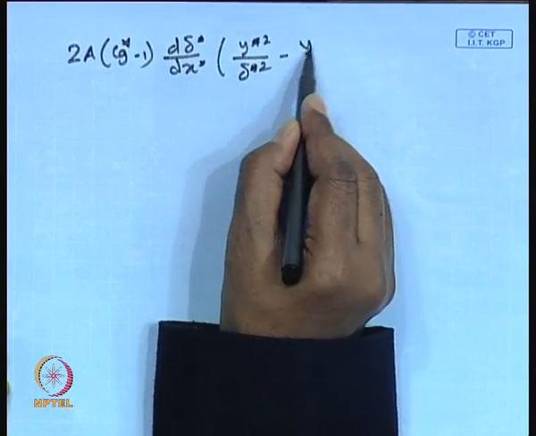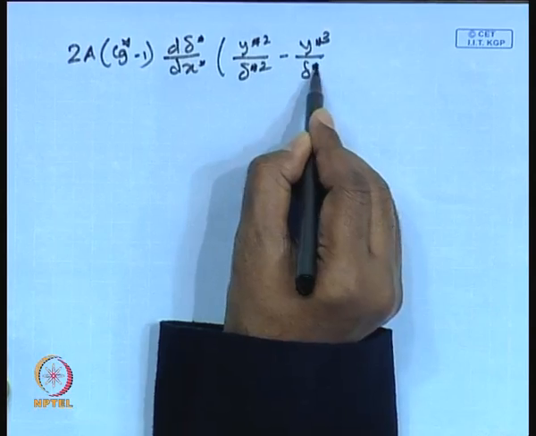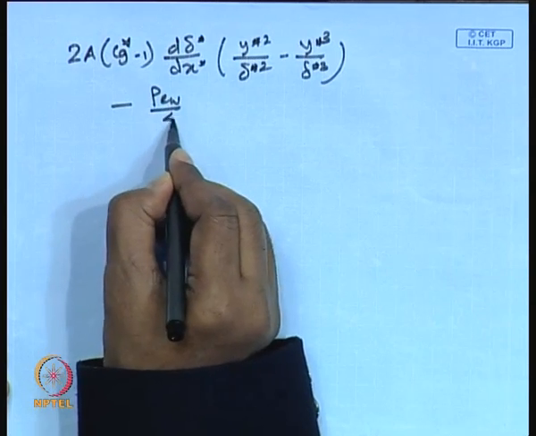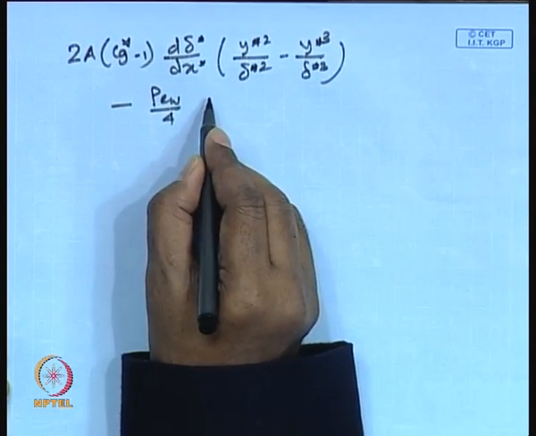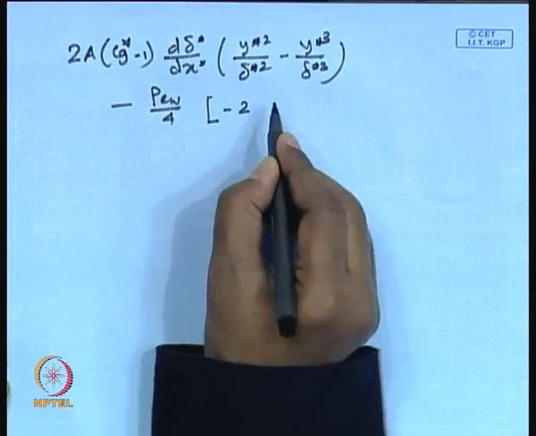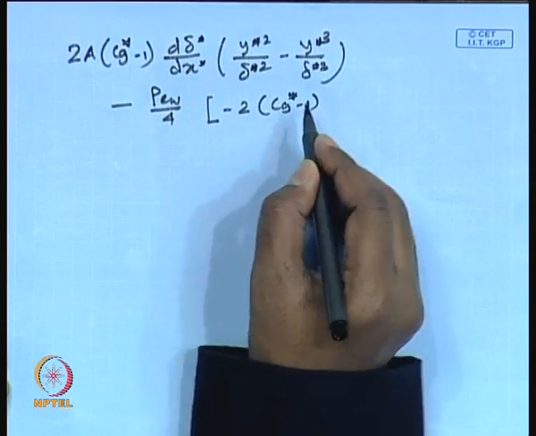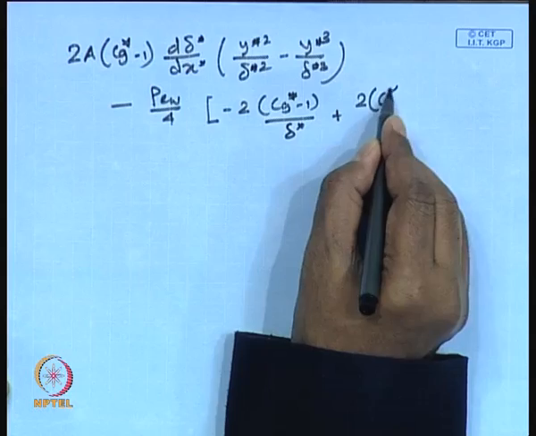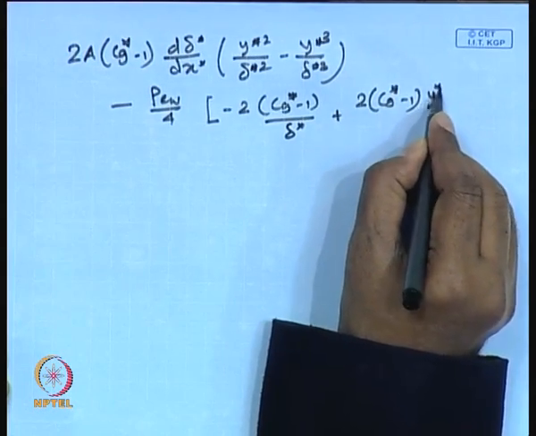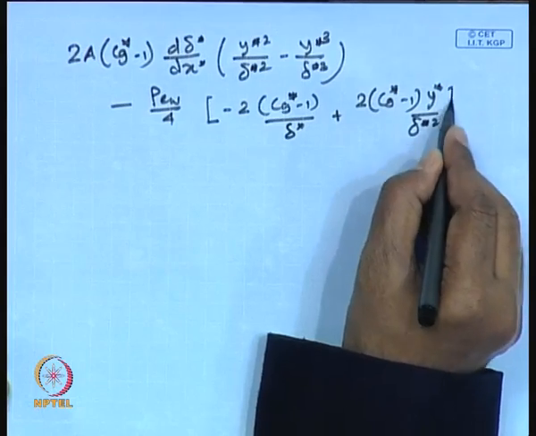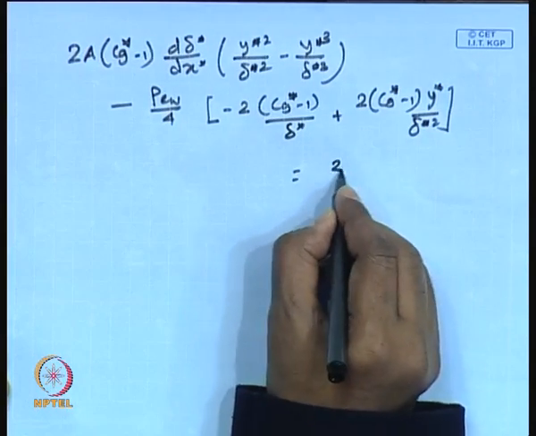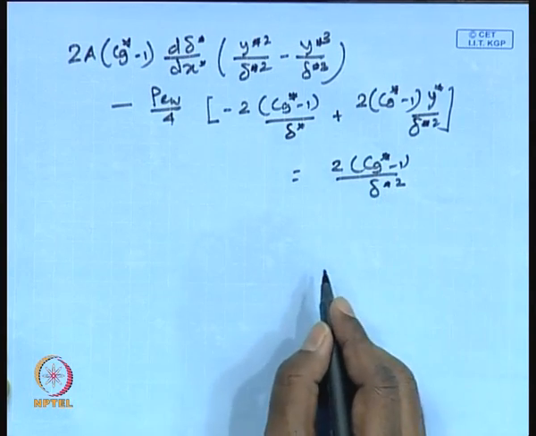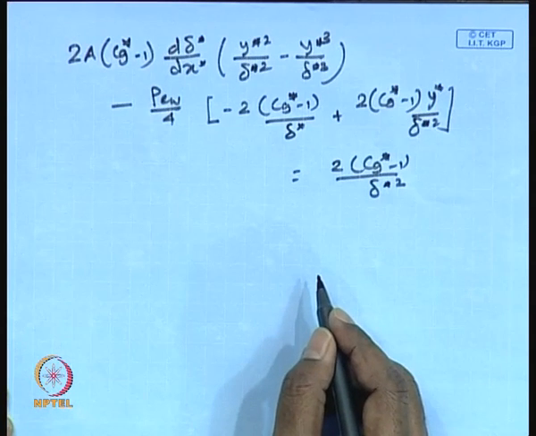Okay. So, this becomes y star cube divided by delta star cube minus p w by 4, okay, this whole thing in the bracket. So, minus 2 cg star minus 1 divided by delta star plus 2 cg star minus 1 y star by delta star square, bracket end, is equal to 2 cg star minus 1 delta star square. Okay. So, you will be getting this equation with three terms.